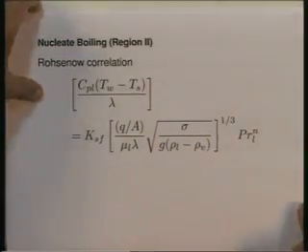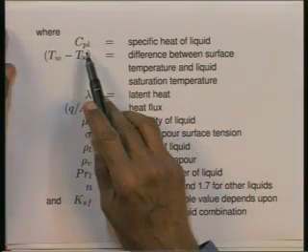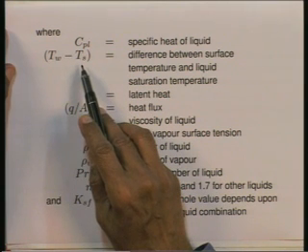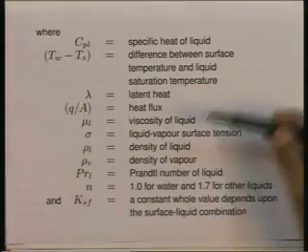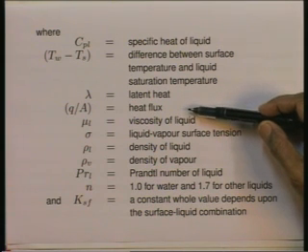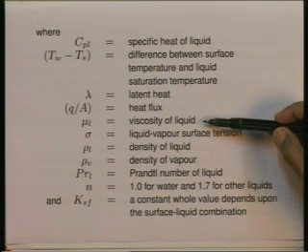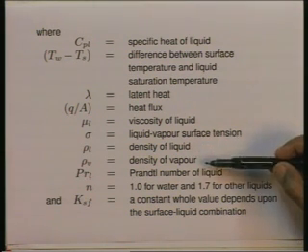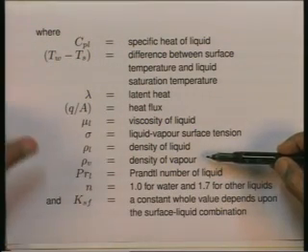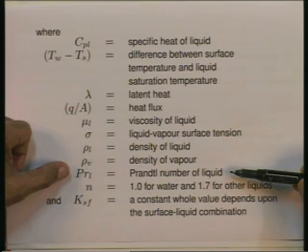Now, let us talk a little about this correlation. First of all, again let me go back to the symbols. I will not go through these in detail, because I have taken them up one by one. CPL the specific heat of the liquid, T w minus T s the temperature difference between the surface and the liquid saturation temperature, lambda the latent heat of vaporization, Q by A the heat flux in watts per meter squared, mu L the viscosity of the liquid, sigma the liquid vapor surface tension, rho L the density of the liquid, rho V the density of the vapor. These are all known symbols to you. PRL the Prandtl number of the liquid.